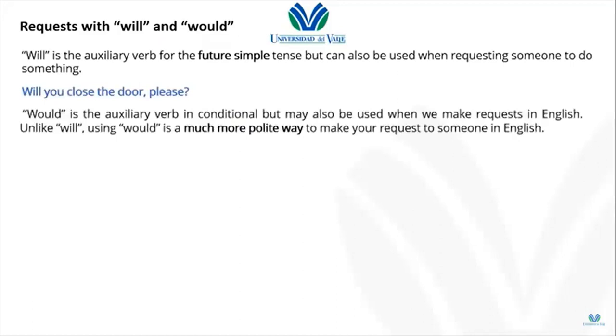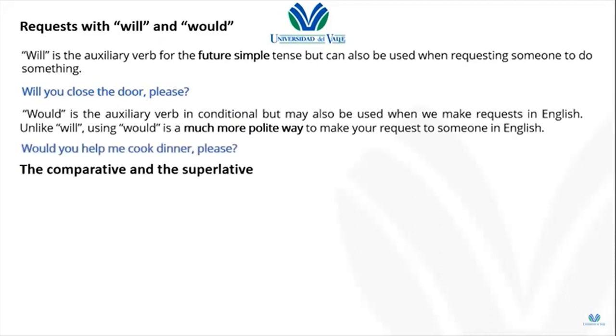Would, instead, is an auxiliary verb in conditionals, but may also be used when we make requests in English. Unlike will, using would is a much more polite way to make your request to someone in English. As an example, would you help me cook dinner, please?